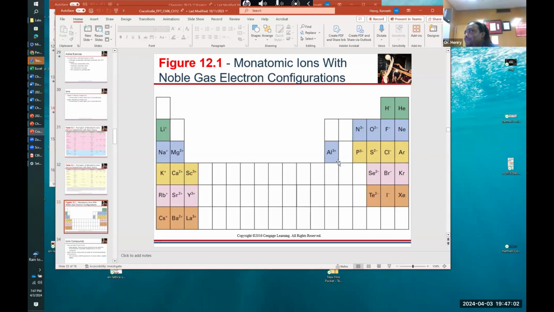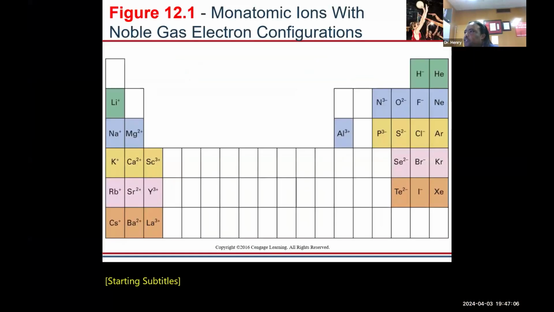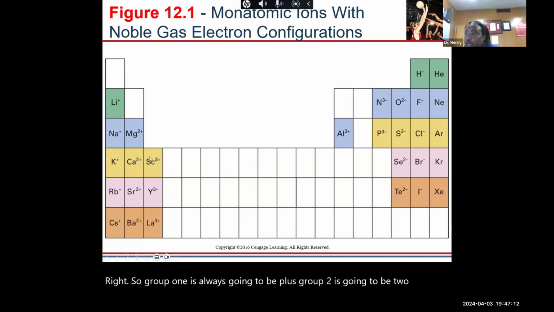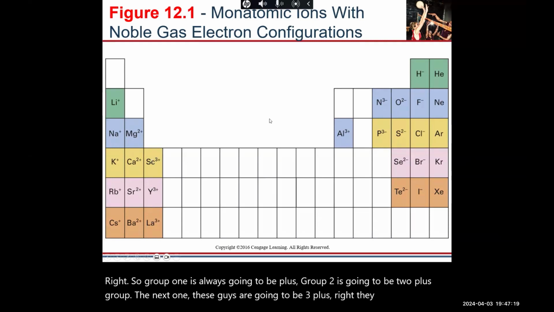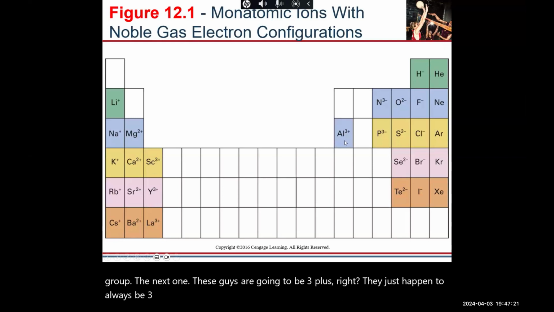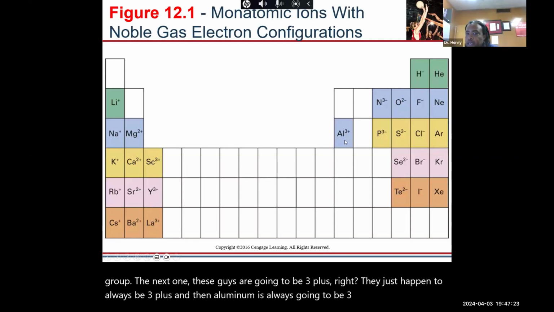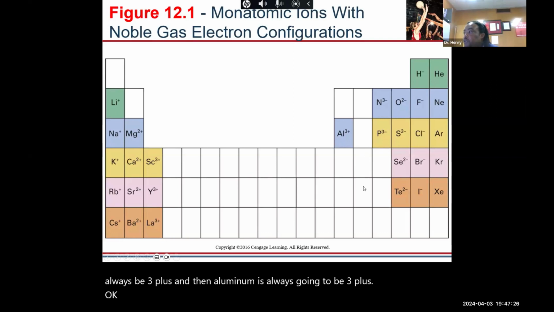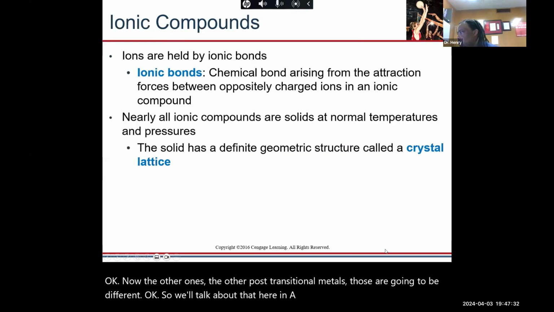That's right. Okay. And so if you take a look at the screen that I have up right now, that kind of shows you that, right? So group 1 is always going to be plus. Group 2 is going to be 2 plus. The next one, these guys are going to be 3 plus, right? They just happen to always be 3. And then aluminum is always going to be 3 plus. Now the other post-transitional metals, those are going to be different. So we'll talk about that here in a minute.